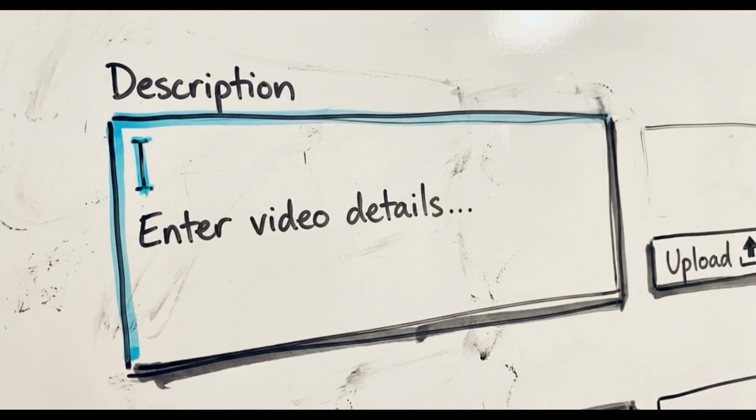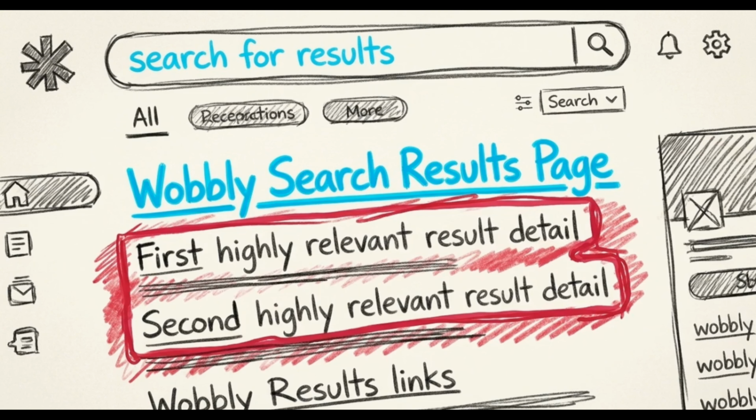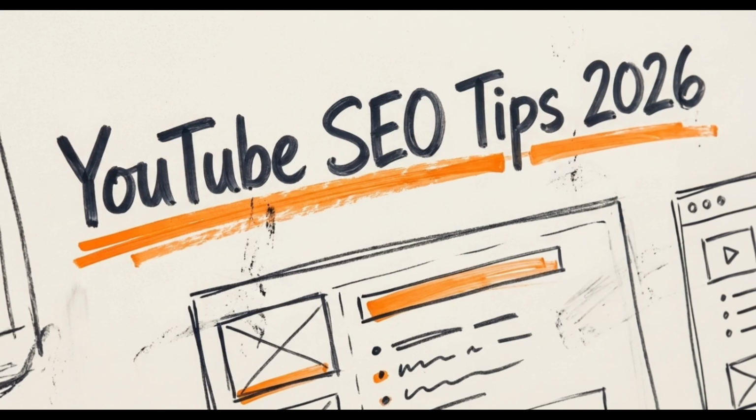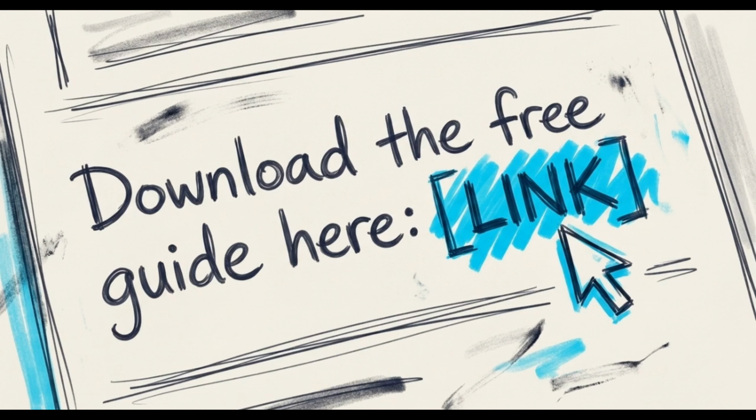Next is the description. The first 125 characters are the most critical because they act as secondary search indexing and show up right below your title in the search results. Write your exact primary keyword into the very first line of your text document's description section and follow it immediately with a clear call to action.